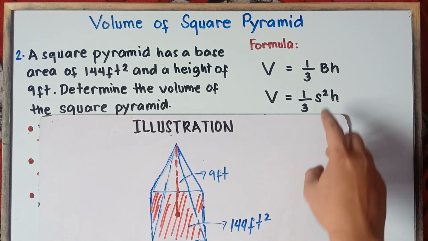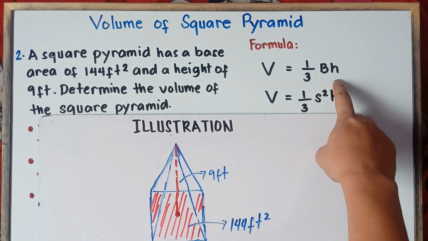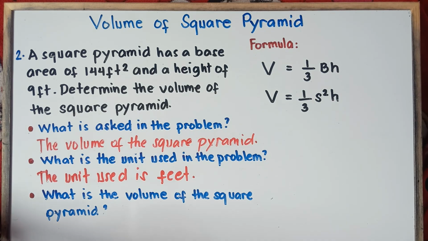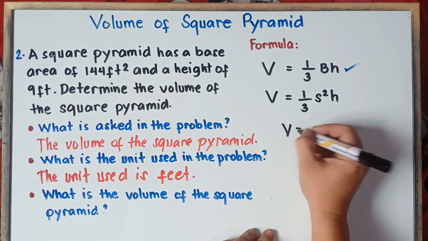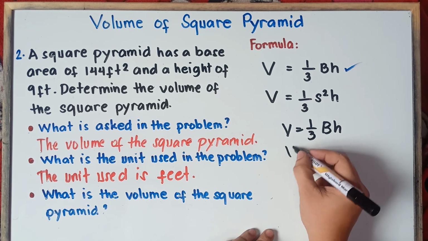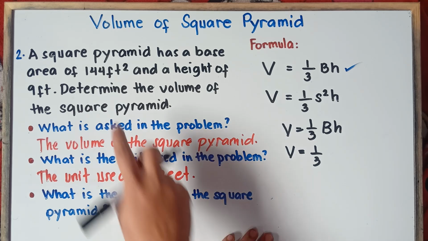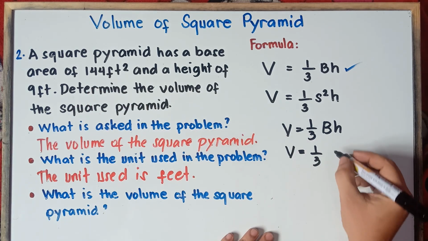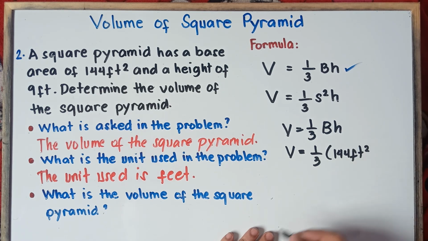Why is that, sir? Because we have the given area of the base, and then we have the given height. So therefore, use the first formula. So this will be volume is equal to 1/3 area of the base times height. So volume equals, copy, 1/3. And then the area of the base, that's 144 square feet. And then the height, that is 9 feet.